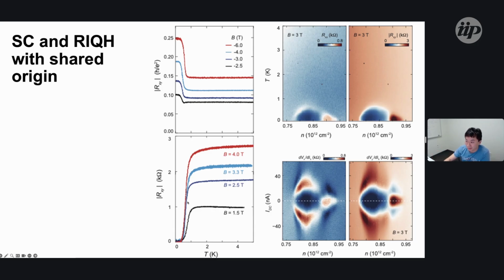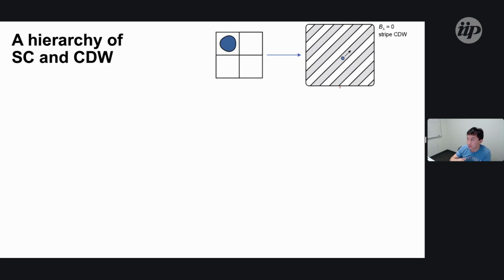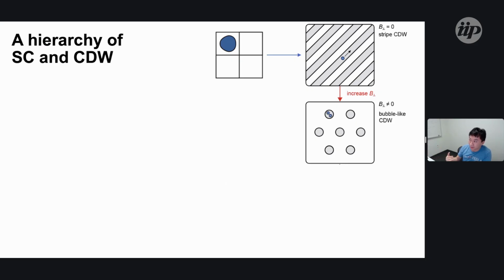And they are about the same over a very large range of magnetic field, right? So our understanding is that there's a hierarchy of different phenomena here. At the highest temperature, about 1.5 Kelvin, you start to have a quarter metal phase. And as you cool down in this region, you start to develop this stripe charge density wave at about 1.2 Kelvin. And when you increase an out-of-plane magnetic field, the stripe gets suppressed and a bubble-like charge density wave starts to appear. And this phase is stable at about 0.5 Kelvin, right?